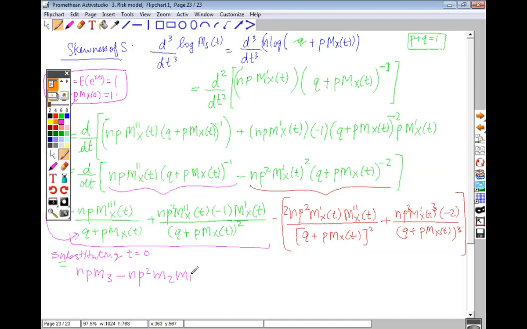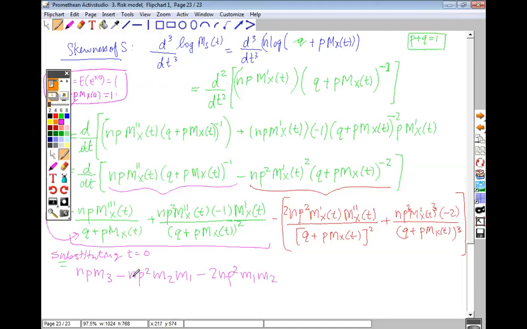Does this make sense to everyone? So this here is again going to be 1, right? Because Q plus P times 1 squared, Q plus P is 1, and 1 squared is going to be 1. So now again I have a minus. And what do I have here? I have 2n P square M prime XT, which is M1, and M double prime, which is M2.